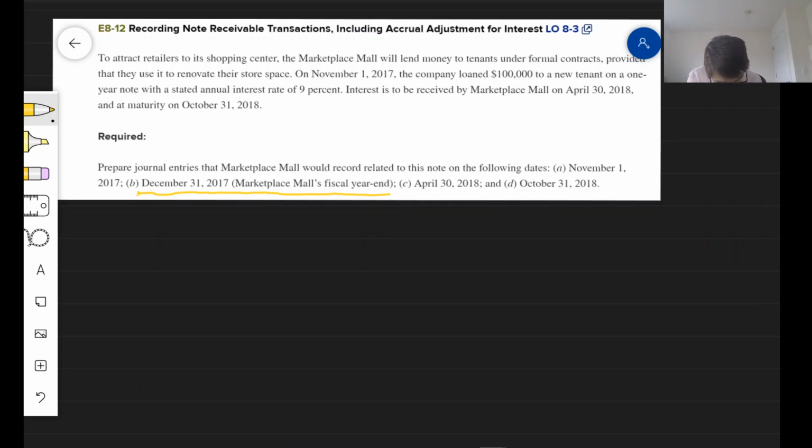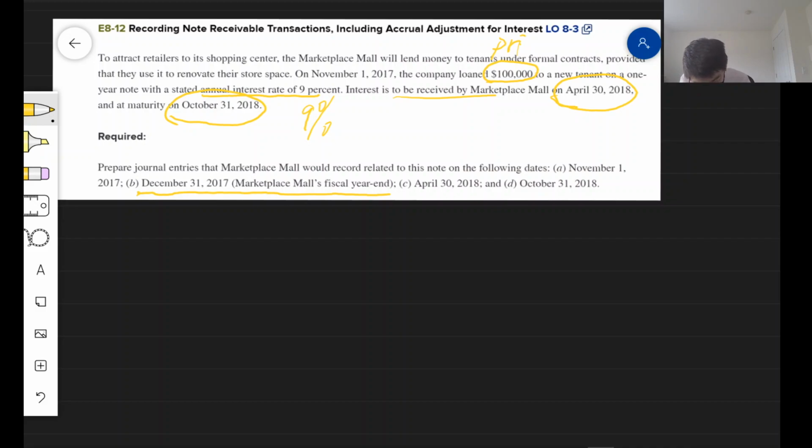Okay, so the company loaned $100,000, which is the principal, and the annual interest rate is 9%. So for using that money for 12 months, for a year, whoever used that money has to pay 9% interest. And interest is to be received on 2 dates, April 30th, 2018 and October 31st, 2018. But we are going to make journal entries on 4 different dates.